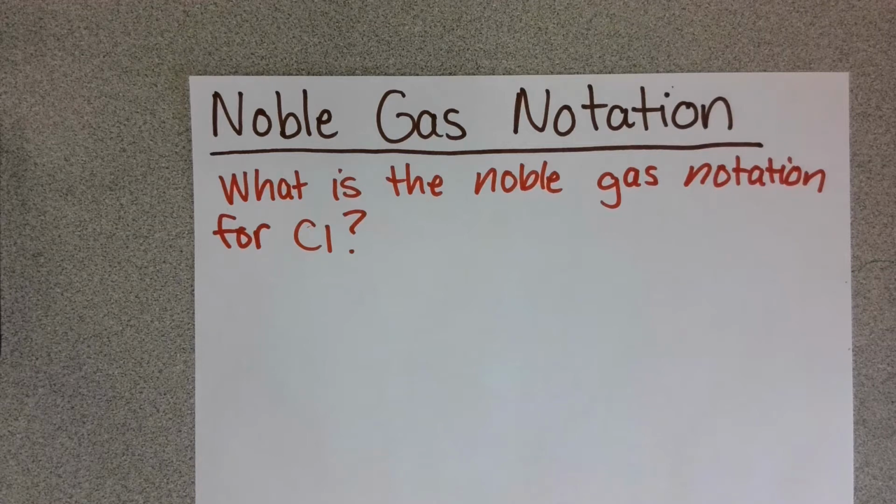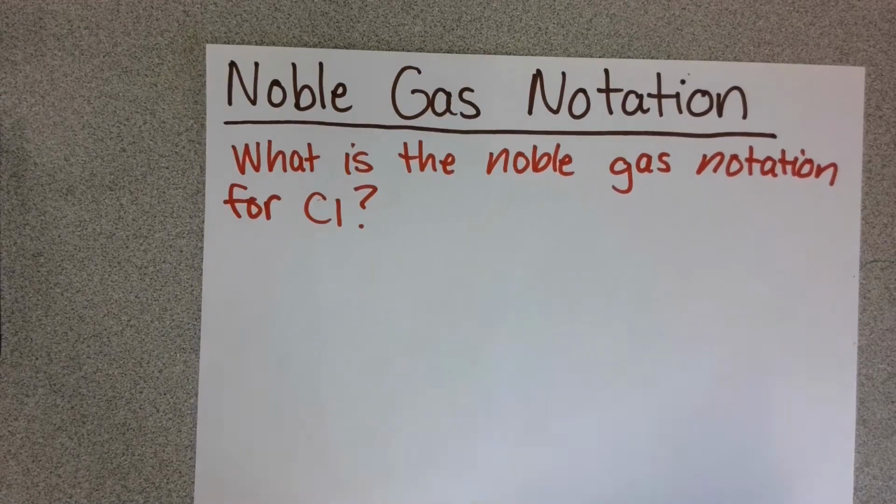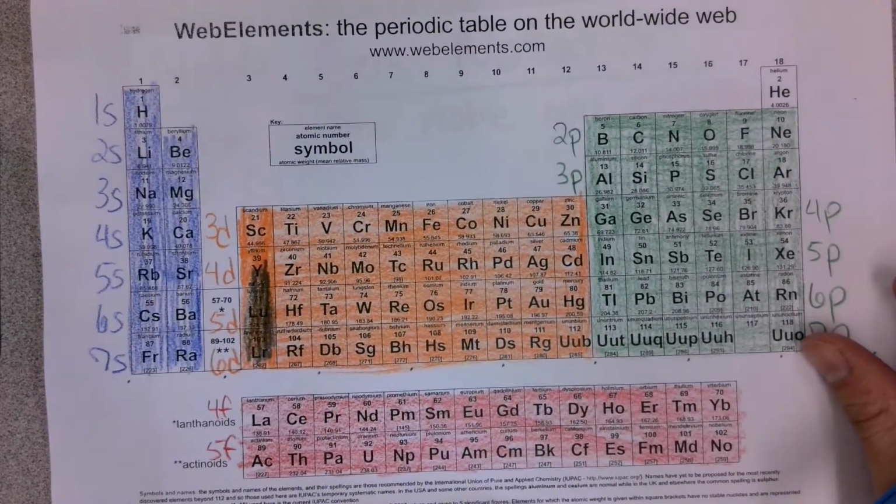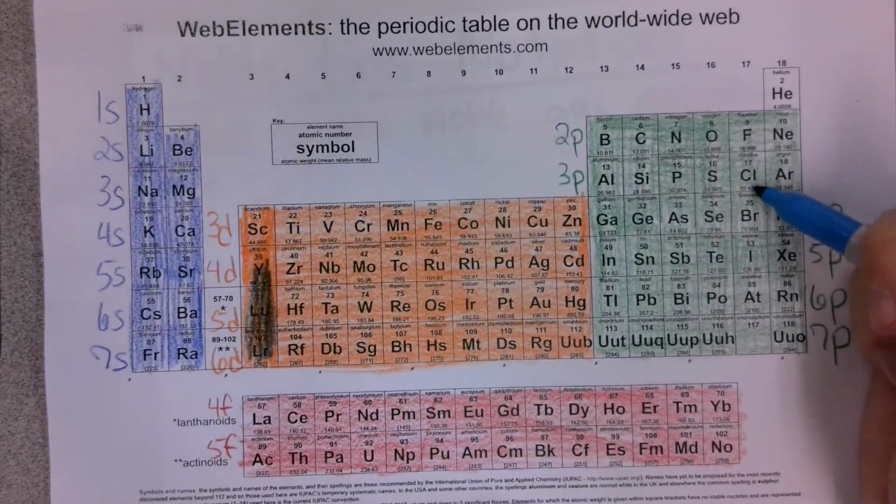So the noble gas notation is just an easy way to abbreviate things so that we don't have to write out 1s2, 2s2, 2p6. We don't have to just keep going and going and going. Alright, so the first thing you want to do is find Cl on the periodic table. I've got my colored periodic table here, and Cl, if you'll notice, is right here. It's number 17.